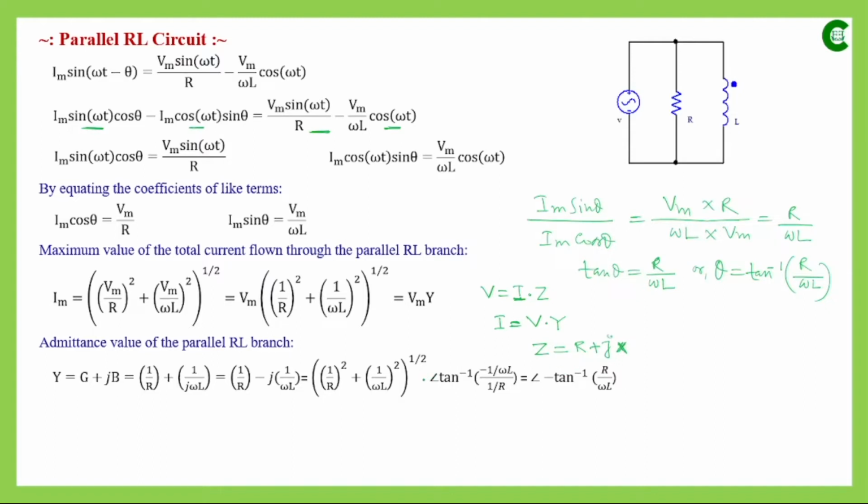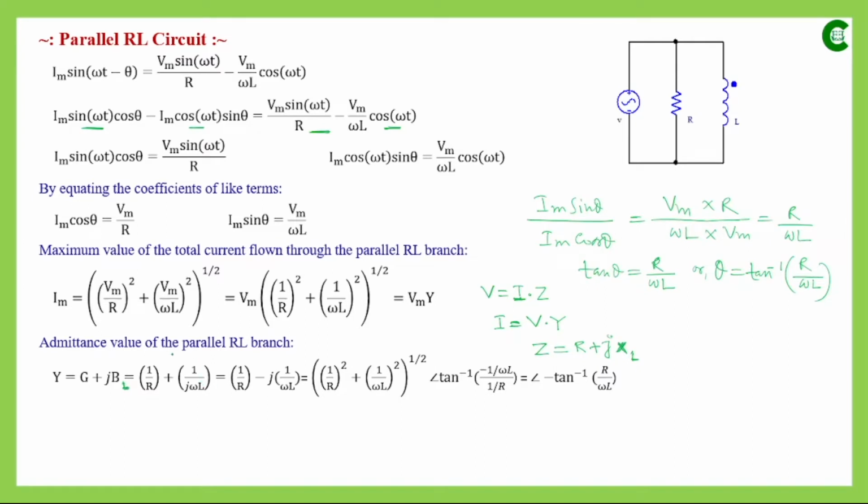So when we are finding the admittance, the reciprocal of impedance, here it will be the reciprocal of resistance, which is called conductance. That is represented by G, and then plus jB, where B is the susceptance of that AC component. If it is an RL branch, then here it will be XL, the inductive reactance, and here it will be BL, that means inductive susceptance.